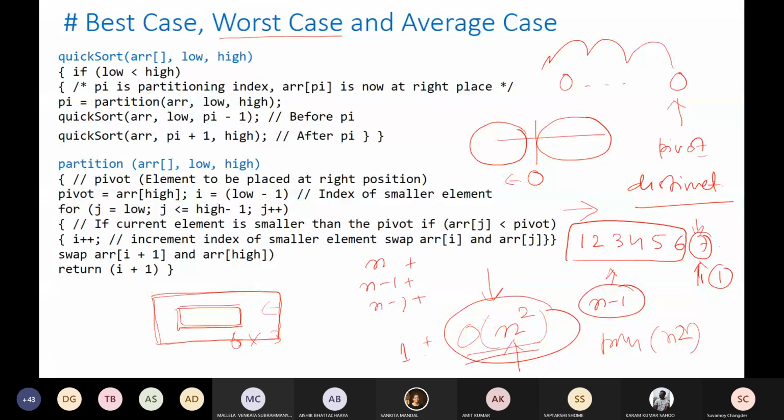Now what is best case? Best case in this situation is that if your algorithm always divides the input as n by 2 and n by 2.